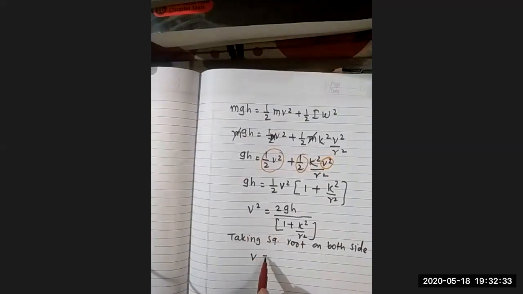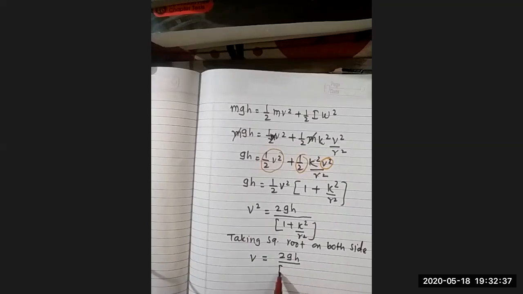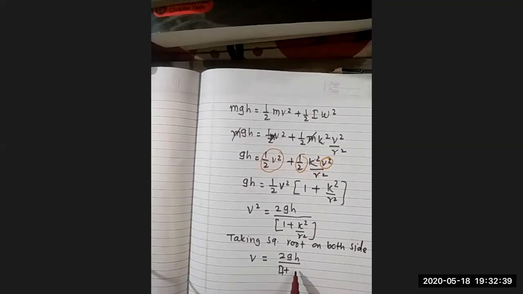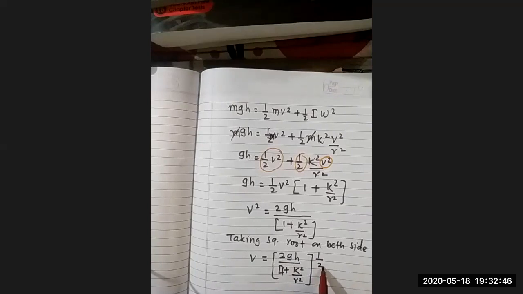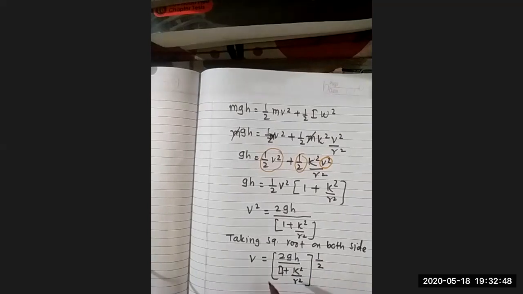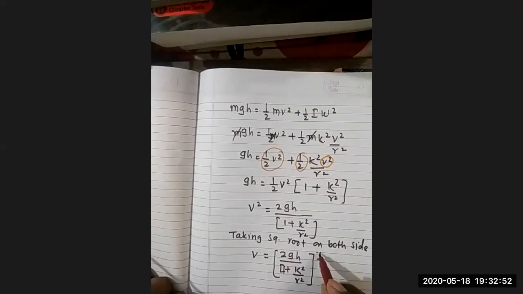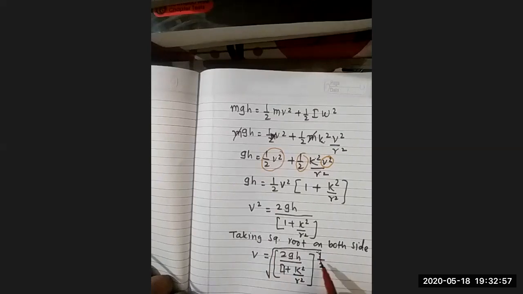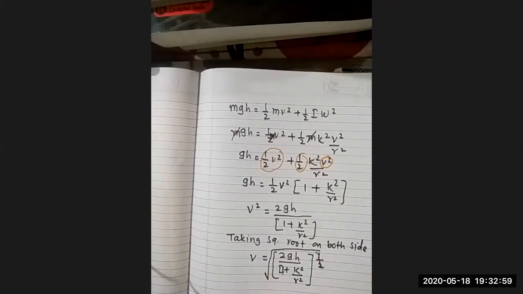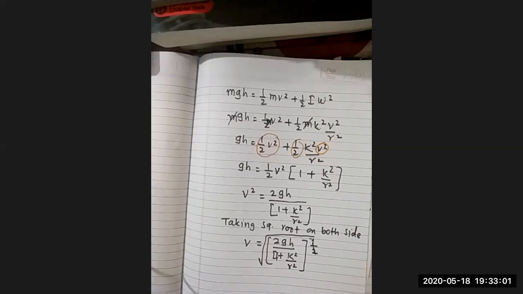So it will remain v square only. Twice gh upon 1 plus k square upon r square, and the square root of this term, that means raised to 1 by 2. Or directly you can write it in the square root equation like that. Instead of 1 by 2 you can take a direct square root sign, or directly take the power of that particular term raised to 1 by 2. Okay, so this is the situation we have.